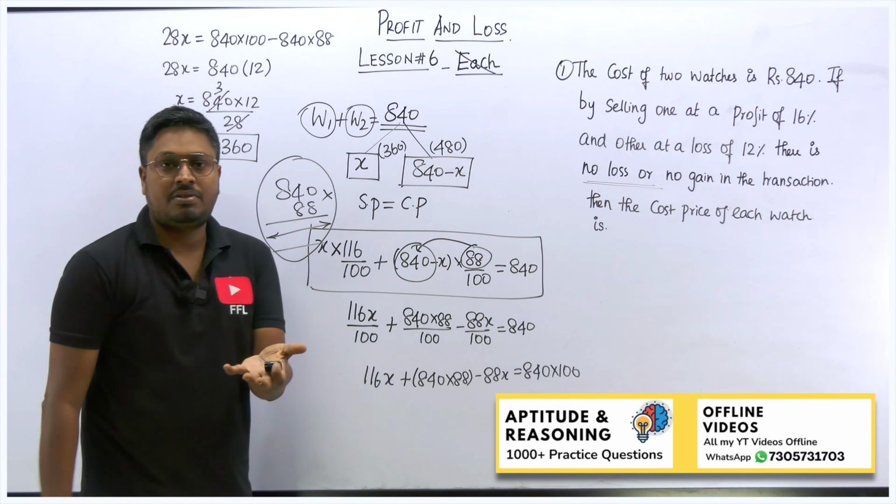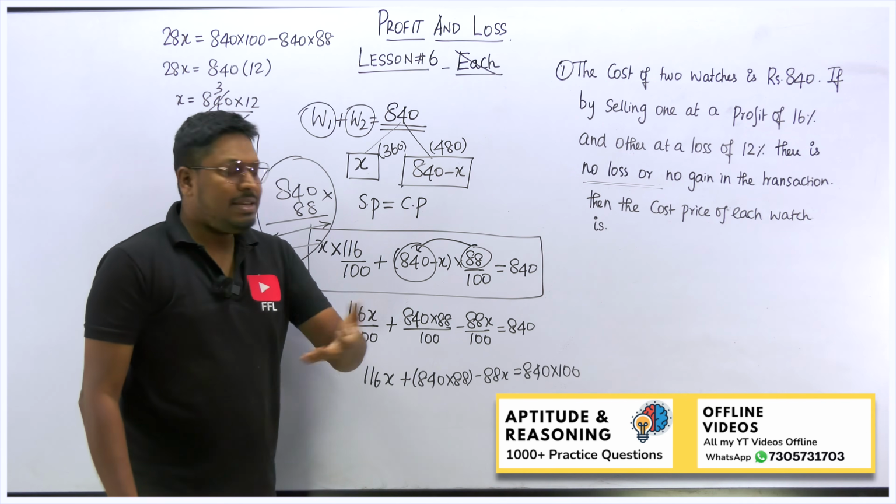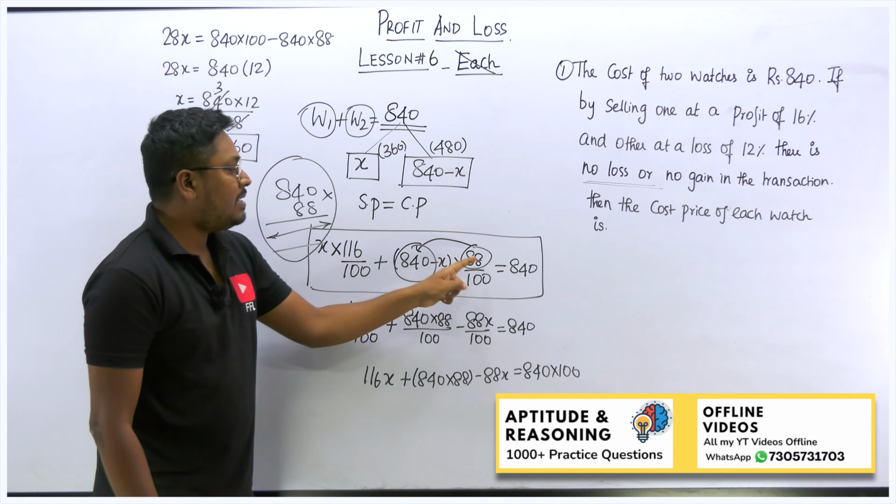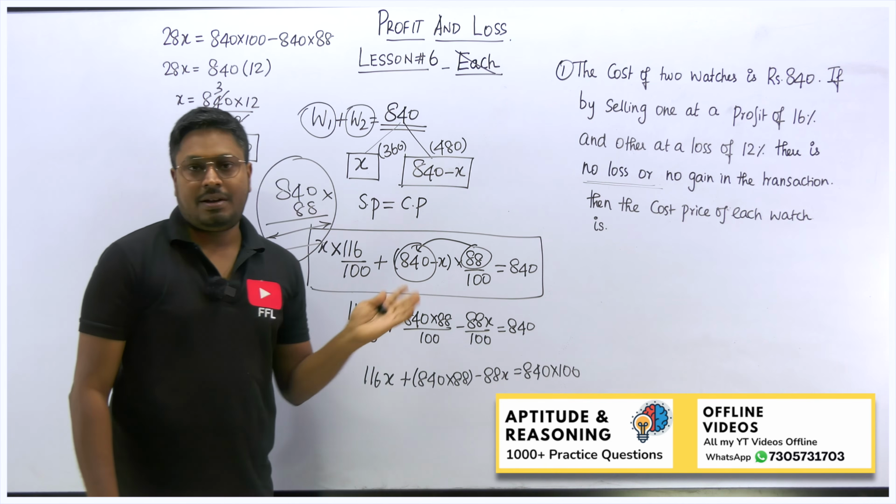Even when you look at your books or any test materials, you can see they have multiplied 840 into 88. It is not required here, right?